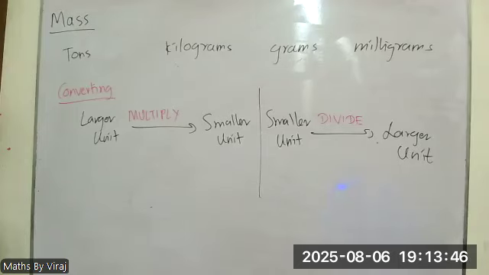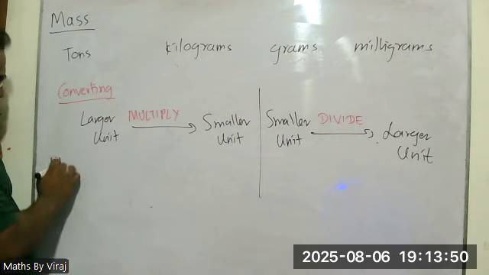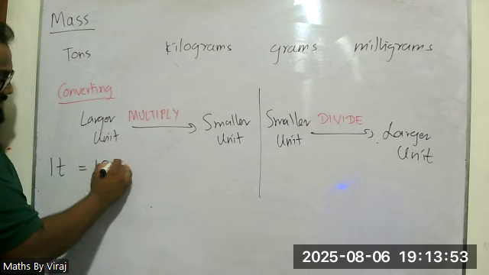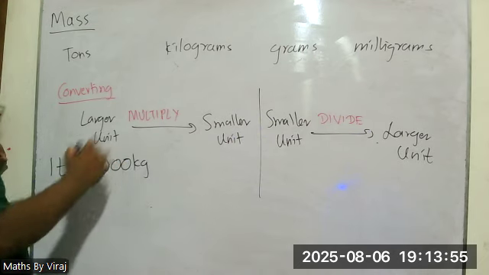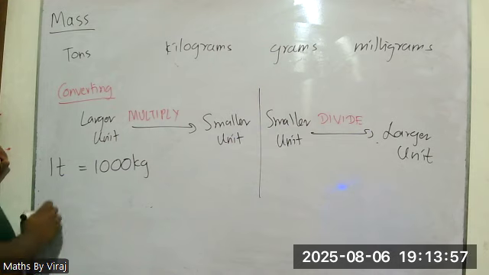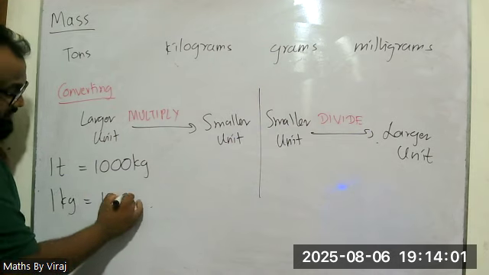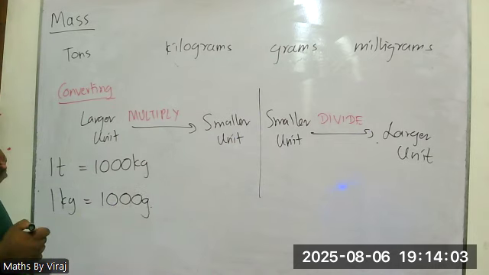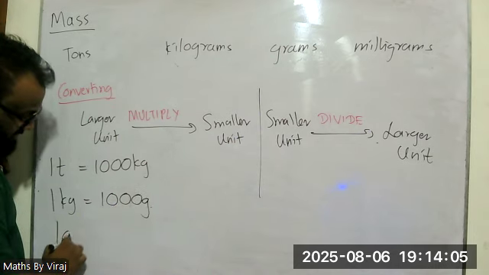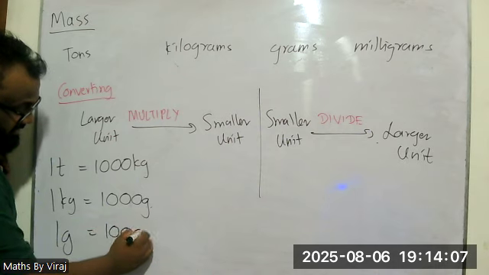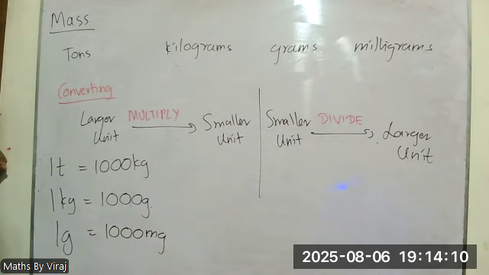And the conversions of the mass: when you weigh something, you get the mass of an object. We should understand that 1 ton is equivalent to 1000 kilograms. 1 kilogram is equal to 1000 grams. 1 gram is equivalent to 1000 milligrams.